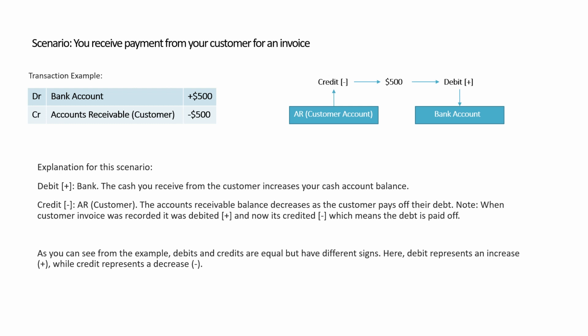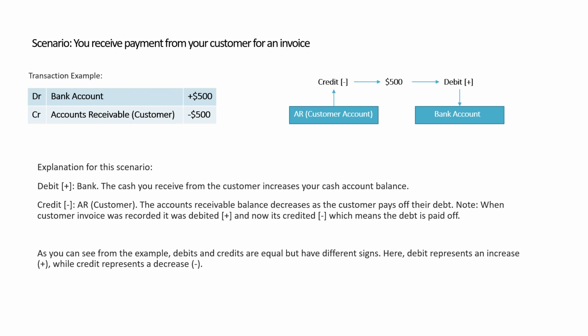Let's break it down. When you receive payment from a customer, it's considered a debit to the bank account with a positive sign. This means the money you receive increased your bank account balance. On the other side of the transaction, we have a credit with a minus sign to accounts receivable for the customer. This credit reduces the accounts receivable balance because the customer is paying off their debt, so the customer's debt should decrease.